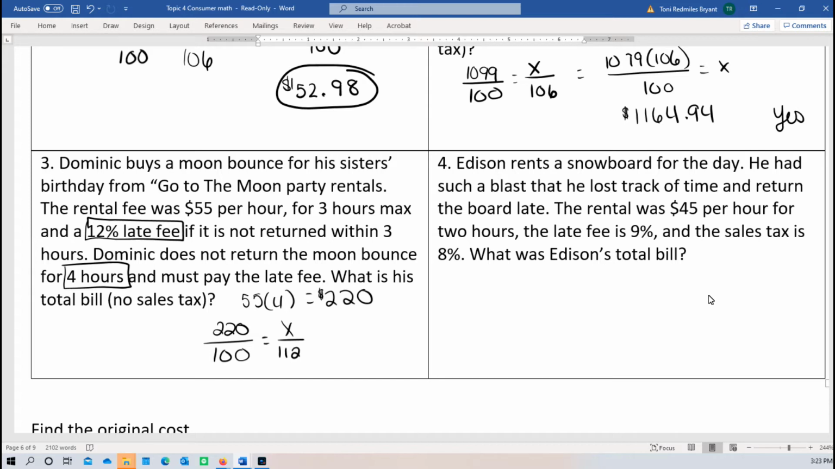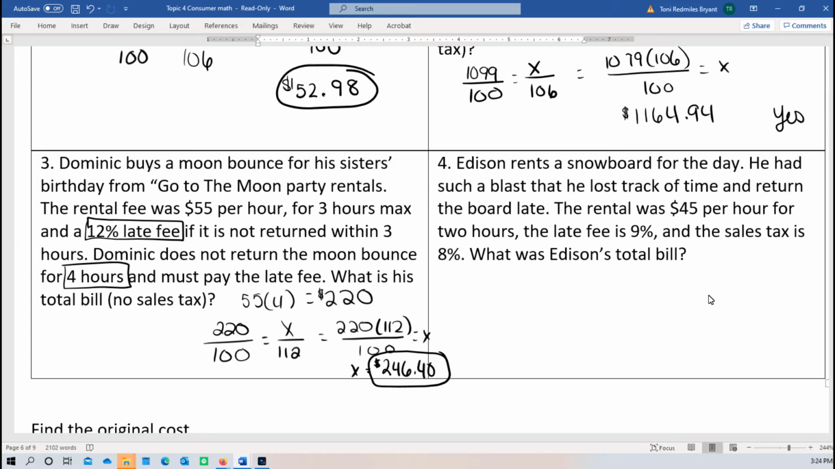And no matter how I do my math, I'm going to end up somewhere in this realm, multiplying those two and dividing by that. And we're going to find that X equals $246.40. That is his total cost. He's going to pay like 26 some dollars in late fees.